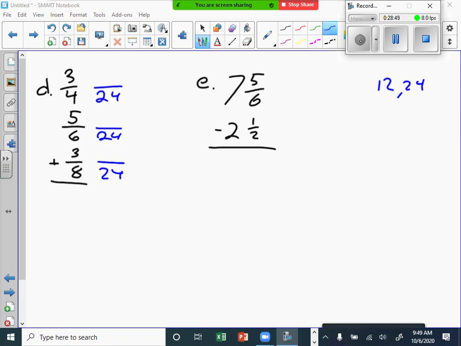4 times 6, 3 times 6. 6 times 4, 5 times 4. 8 times 3, 3 times 3. 18 plus 9 is 27. 47 over 24 is 1 and 23 over 24.